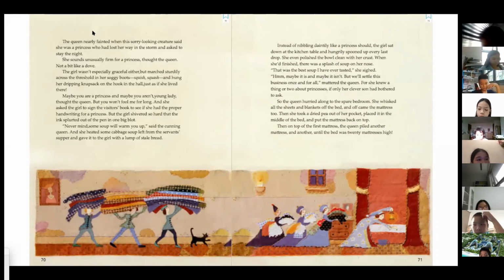Never mind, some soup will warm you up, said the cunning queen, and she heated some cabbage soup left from the servant's supper and gave it to the girl with a lump of stale bread.